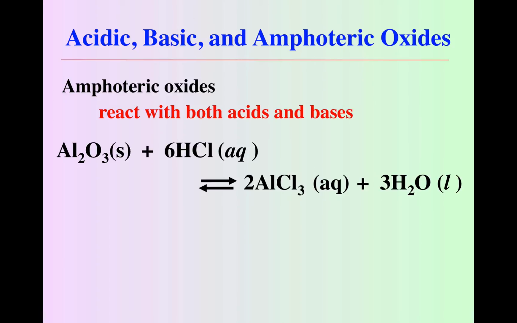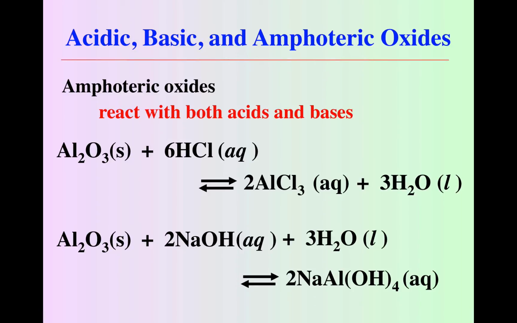I'm going to put this in just because it's with it, but we're not going to see this on the AP exam. If we have aluminum oxide, it'll react with hydrochloric acid. In that case, it's acting like a base. And aluminum oxide will also react with sodium hydroxide. So it'll react with both. So that's what it means to be amphoteric.